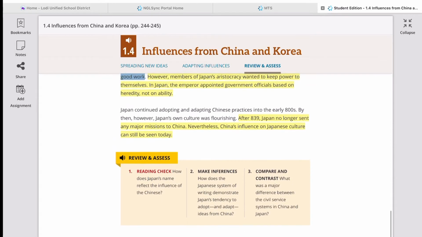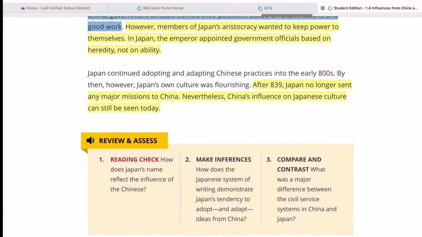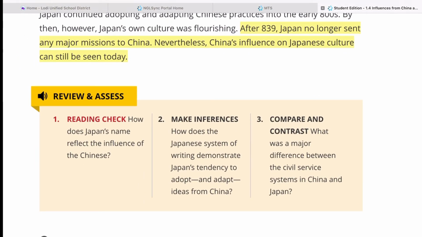Without any further ado, let's go to the review and assess questions. Number one, reading check: how does Japan's name reflect the influence of the Chinese? What is the name that the Japanese use to refer to themselves that is Chinese? Number two, make inferences: how does the Japanese system of writing demonstrate Japan's tendency to adopt and adapt ideas from China? And number three, compare and contrast: what was a major difference between the civil service systems of China and Japan?